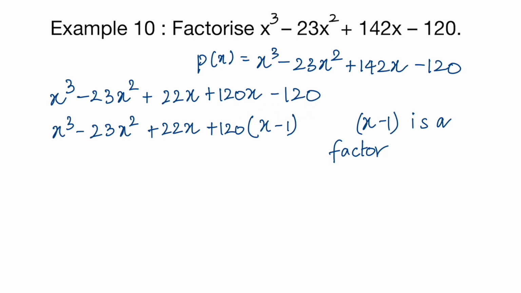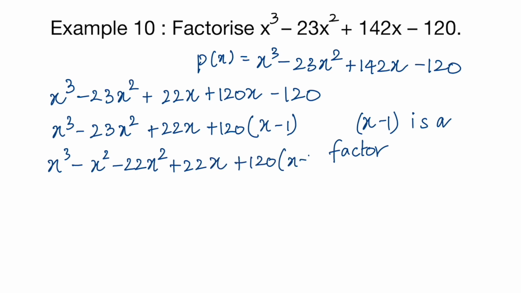Okay, so just like we did with 120, we have this 22x here. If 22x were to become 1, you have to take 22x out of it, right? So you are going to split this 23x and write it as minus x square minus 22x square plus 22, sorry, it's not 12, it's plus 22x plus 120 into x minus 1. Okay, now what this allows you to do is, you can take 22x out of these two terms, minus 22x to be precise. If you take minus 22x out of these two terms, that will leave you with x minus 1.